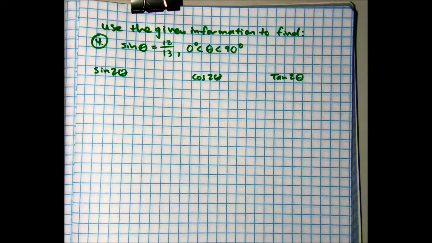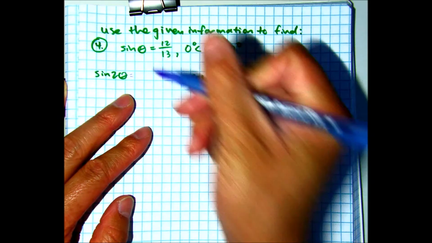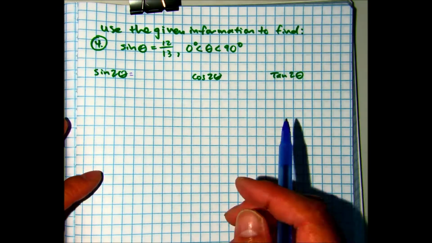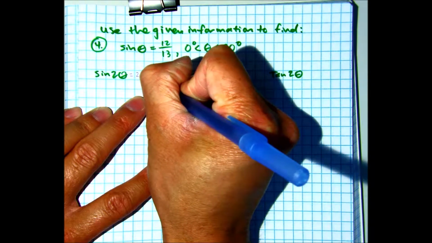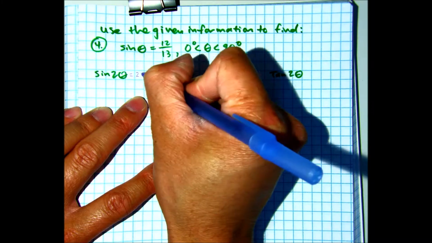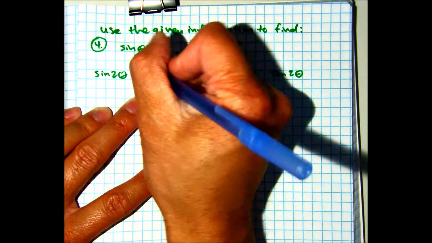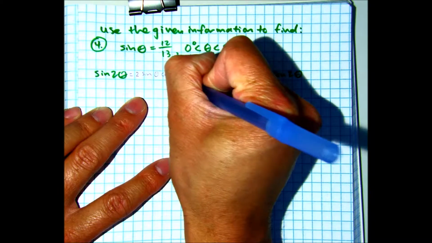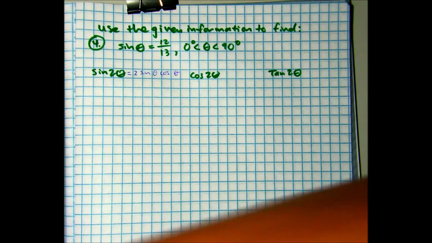Pamela, what is the double angle identity for sine? Two, yep, equals 2 sine. So there is the double angle identity for sine.